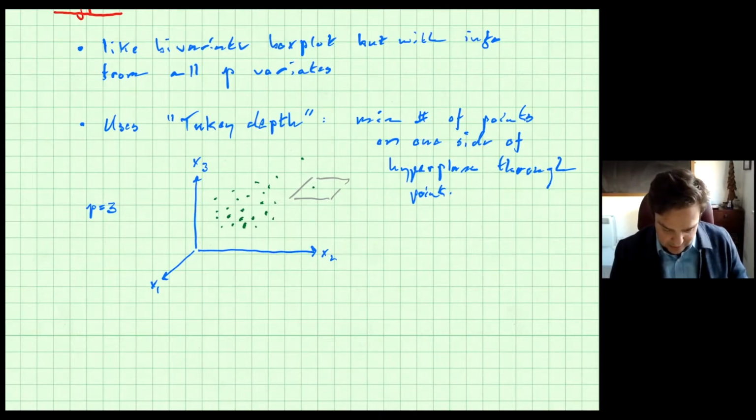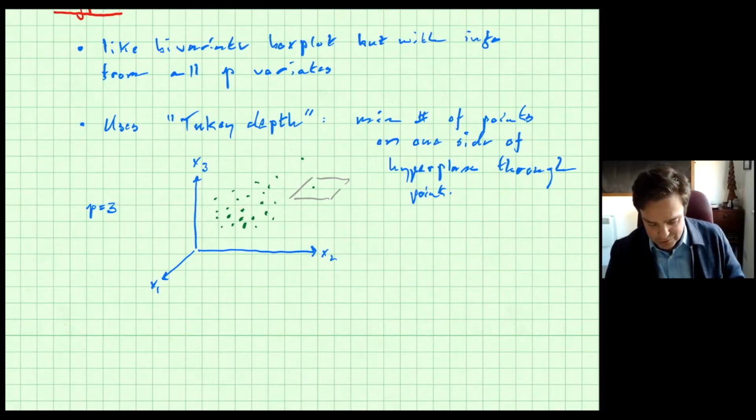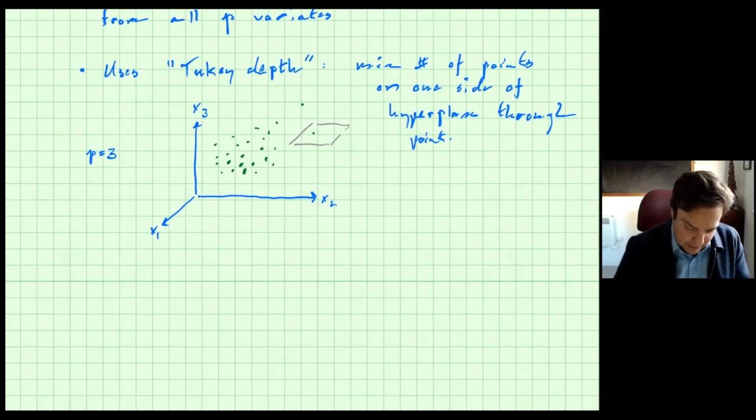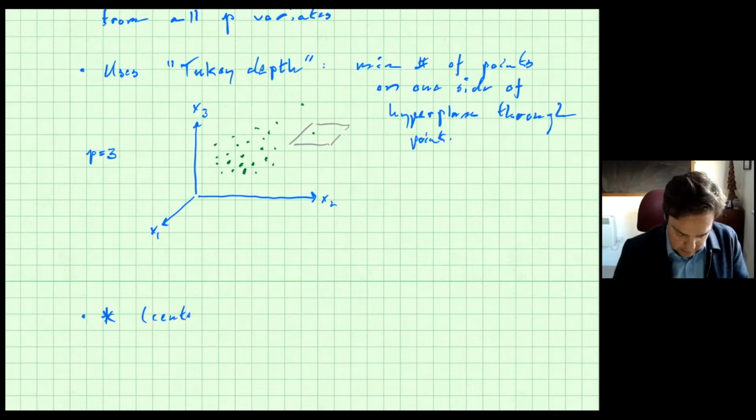So in some sense, I hope you can see that this guy in the middle of the cloud would have a larger Tukey depth. It's deeper into the cloud. And so the bag plot is based on that Tukey depth, and the center of the bag plot is the point of greatest Tukey depth. So the center in the plot is the point of greatest Tukey depth.